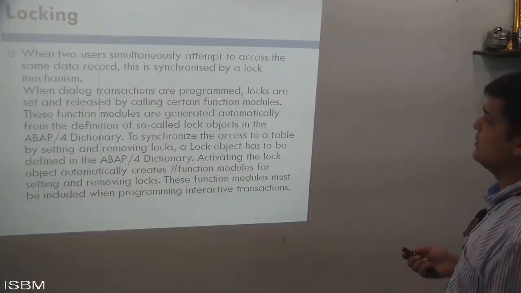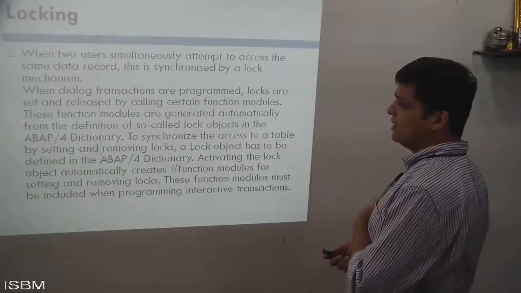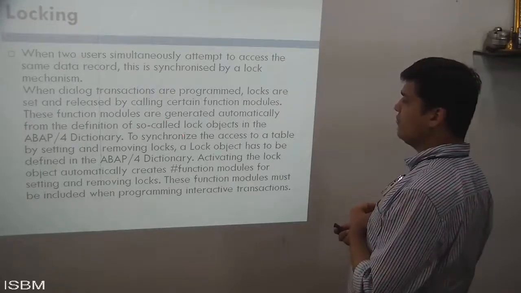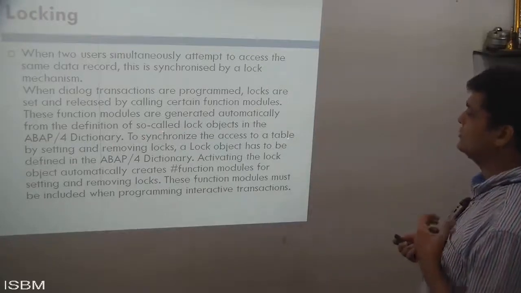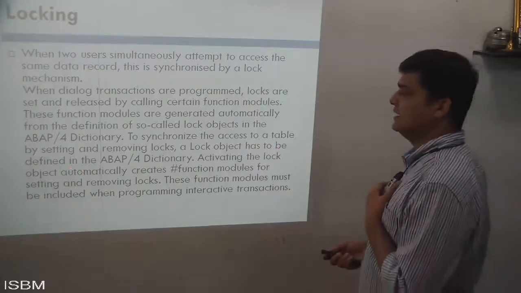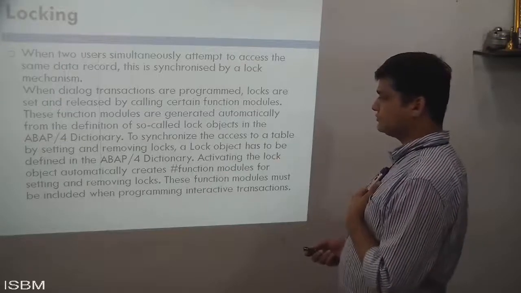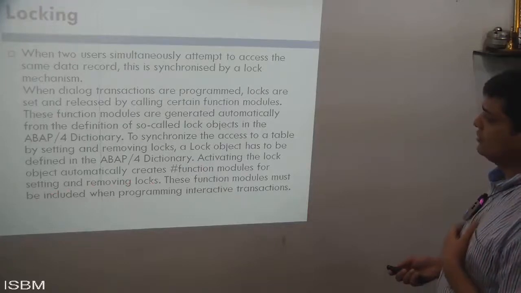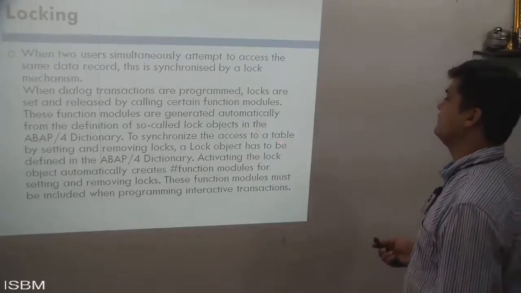When dialog transactions are programmed, locks are set and released by calling certain function modules. These function modules are generated automatically from the definition of so-called lock objects in the ABAP dictionary. To synchronize the access to a table by setting and removing the locks, a lock object has to be defined in the ABAP dictionary. Activating the lock object automatically creates function modules for setting and removing locks. These function modules must be included when programming an interactive transaction.